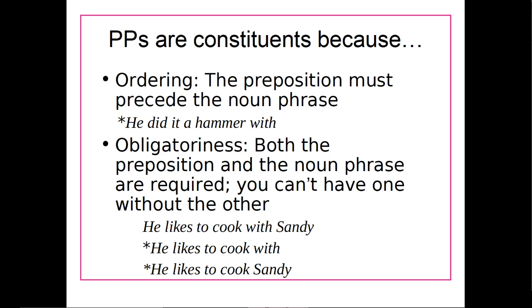So we can say, he likes to cook with Sandy. We can't say he likes to cook Sandy, unless we want to mean something completely different, like he's actually cooking a person. So in the book, it says we can't say something like he likes to cook with. However, due to language change and things like that, it does seem like this kind of utterance, he likes to cook with, is becoming more acceptable.